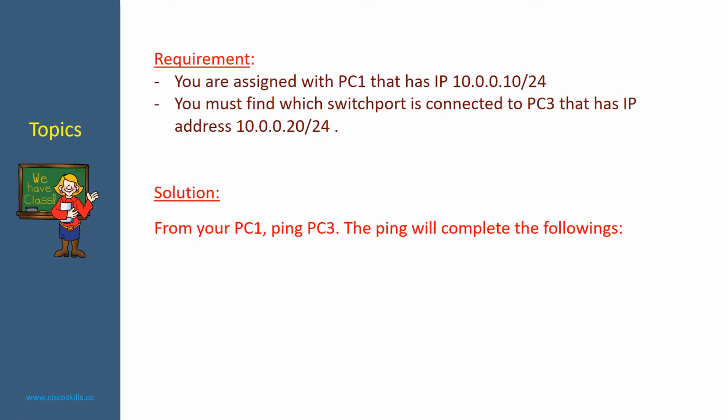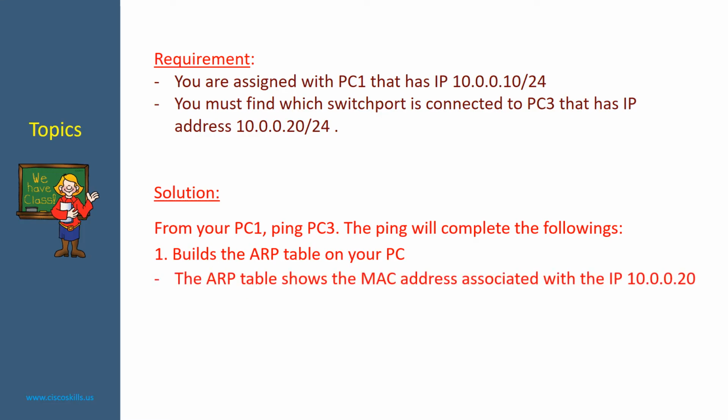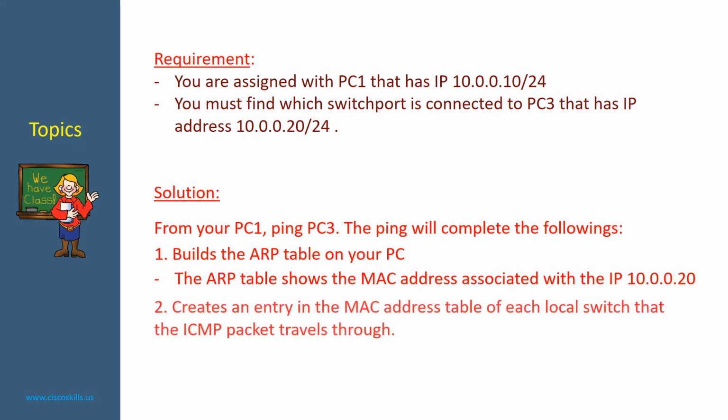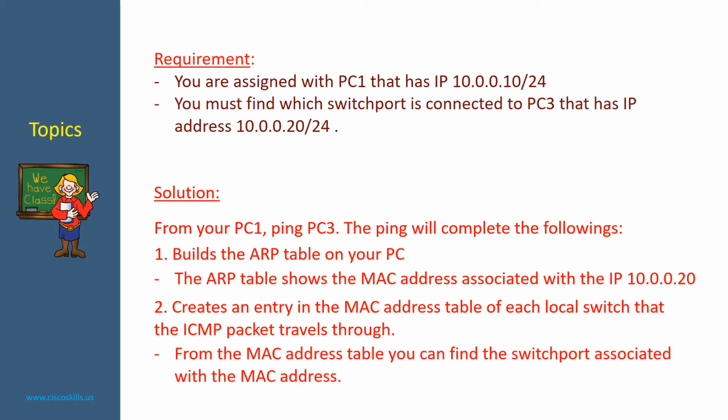The ping will complete the following. It builds the ARP table on your PC. The ARP table shows the MAC address associated with the IP 10.0.0.20 of PC3. It also creates an entry in the MAC address table of each local switch that the ICMP packet travels through. From the MAC address table, you can find the switch port associated with the MAC address of PC3.